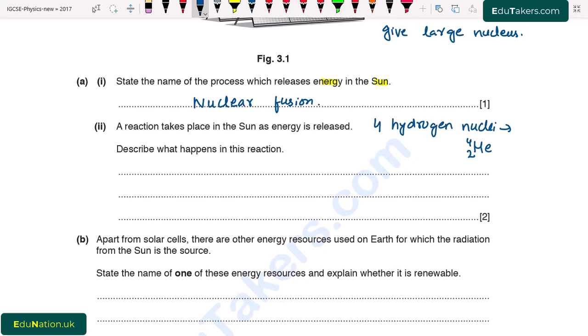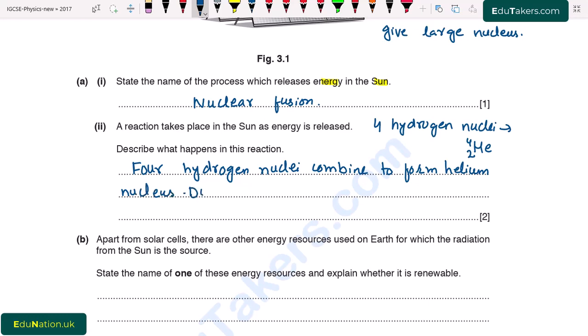So I write here 4 hydrogen nuclei combine to form helium nucleus. During this process, some amount of energy is released from the sun.